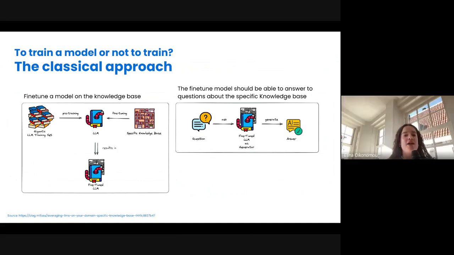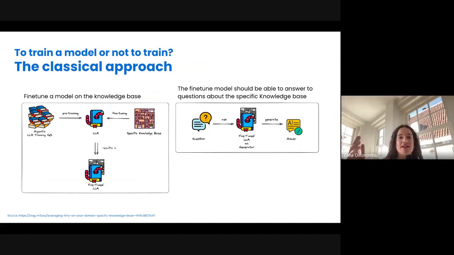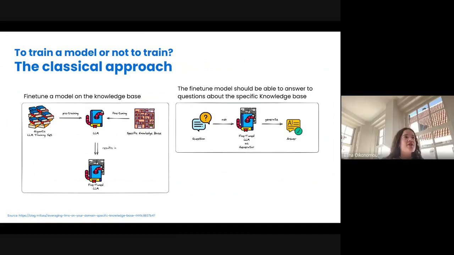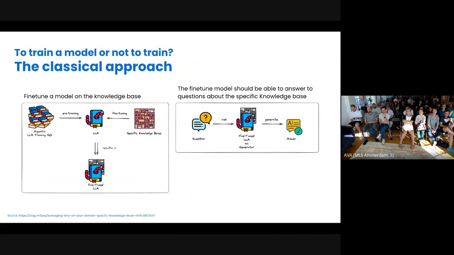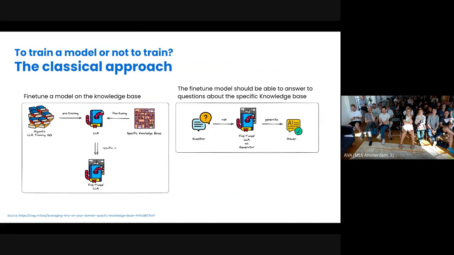So we start with a pre-trained model that is trained on a very large knowledge base and public data. And then we have our own domain-specific knowledge base. And then we fine-tune the model, and we get a new model that has all the generic knowledge, but also knowledge of our own specific use case. And then if we want to, we query the model, we ask it our question, and it's supposed to know the answer. So that's the classical approach.